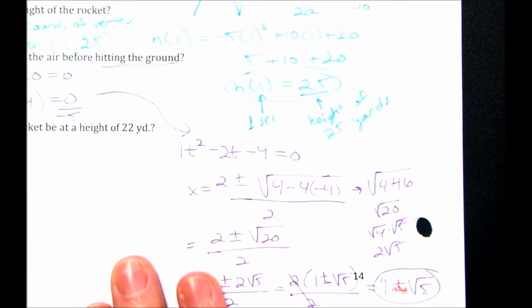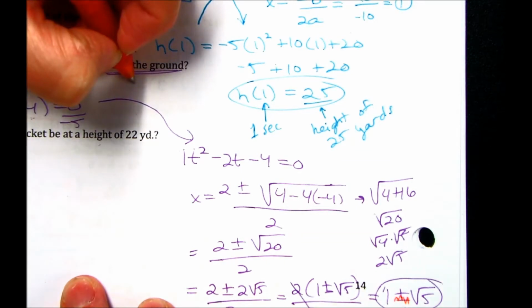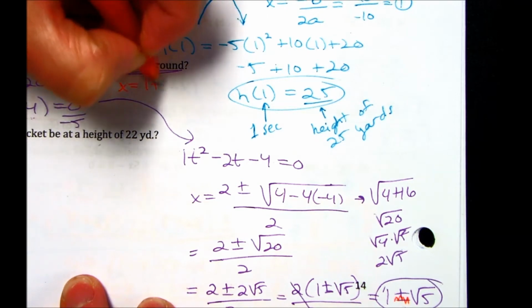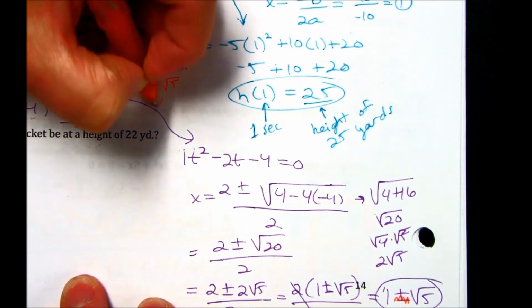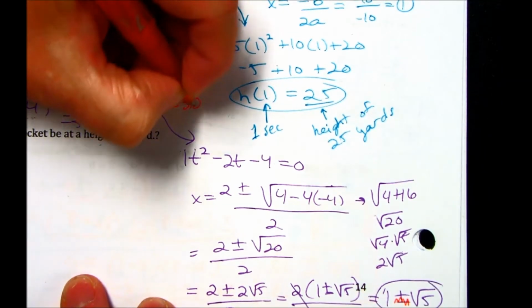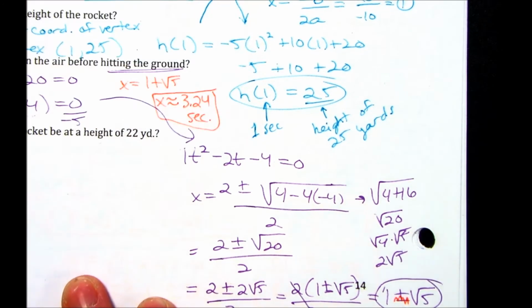So I'm going to rewrite that up here. x equals 1 plus the square root of 5. So if I plug that in the calculator, I got a value of approximately 3.24 seconds. So I rounded to 2 decimal places.